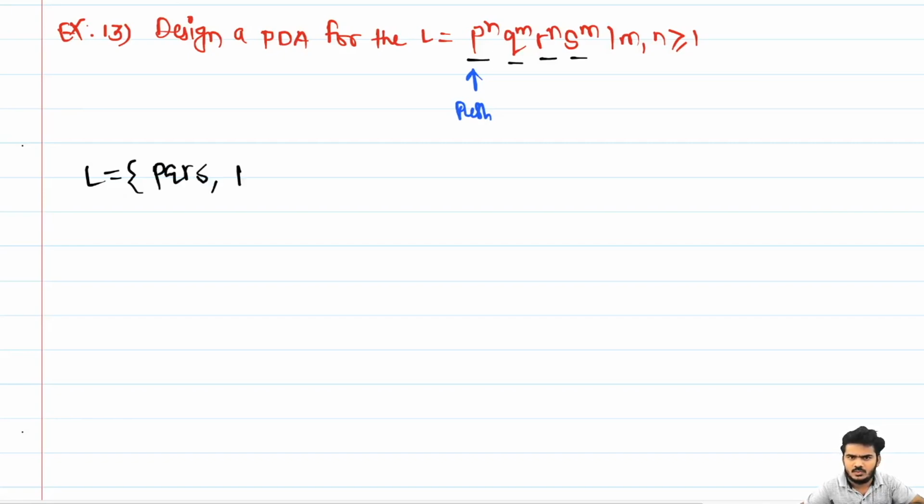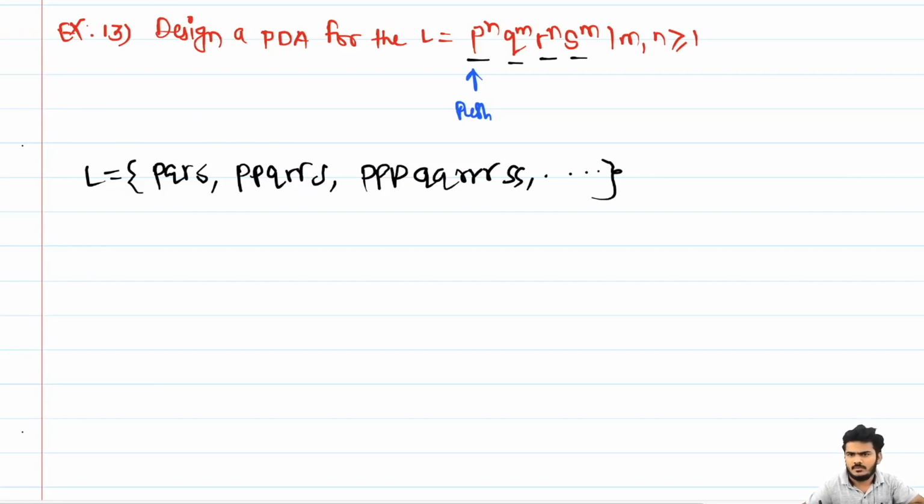Then n is equal to 2 and m is equal to 1, then PPQRRS. Suppose n is equal to 3, then three P's, and m is equal to 2, then QQ, triple R, double S. We will get an infinite number of such strings present in the language.